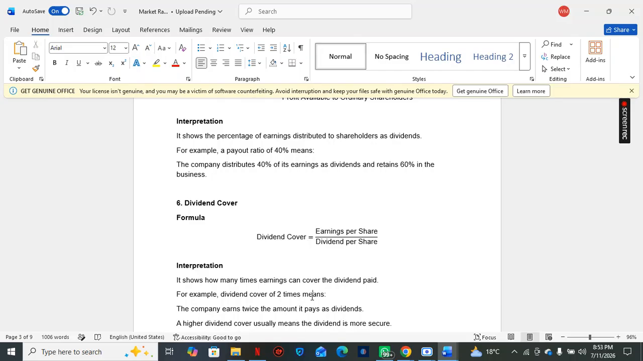So a higher dividend cover means you've got enough profit to pay dividends as much as you can. A lower dividend cover means you don't have enough profits to pay dividends as much as you can. Any questions on the dividend cover?